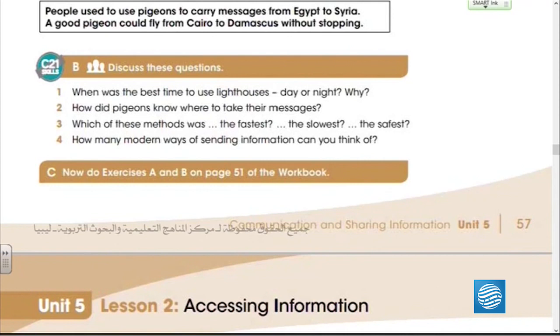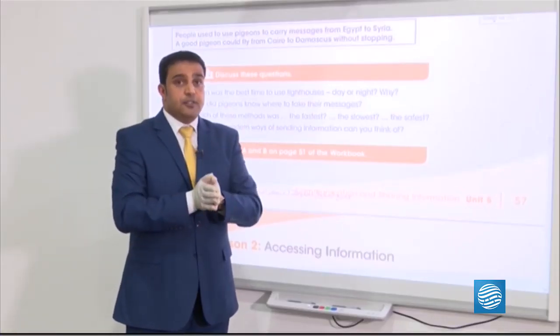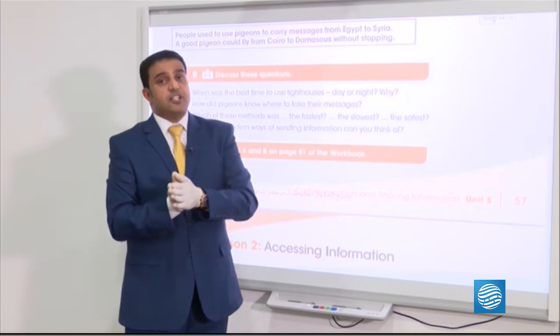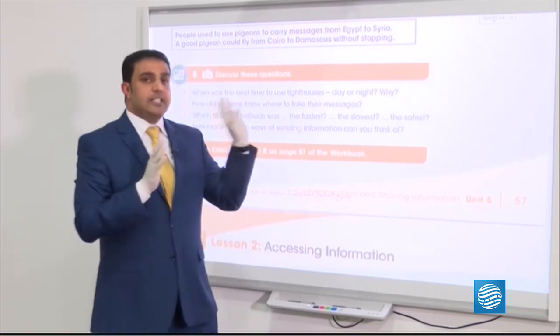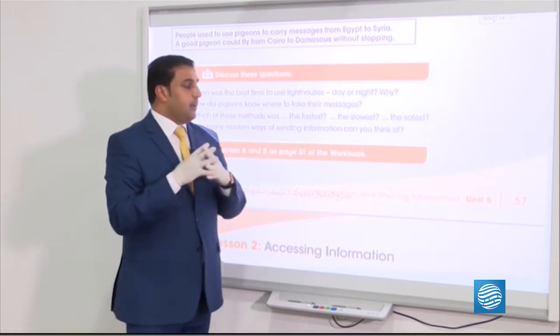Number 3. Which of these methods was the fastest, the slowest, and the safest? Fastest means very fast, quickly. Slowest means very slow. And the safest means there is no danger. For example, when we send a message by a pigeon, is there danger or is it safe? Sometimes it's dangerous. It depends on your opinion. There is no specific answer, everyone according to their opinion.